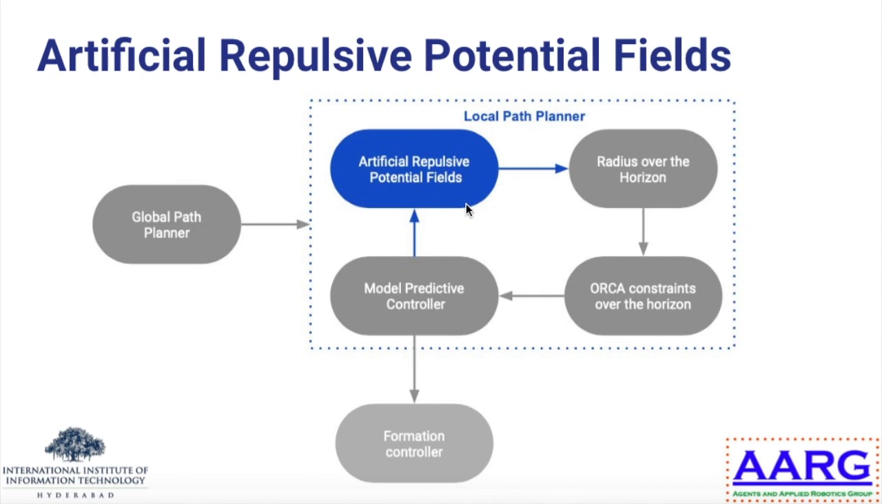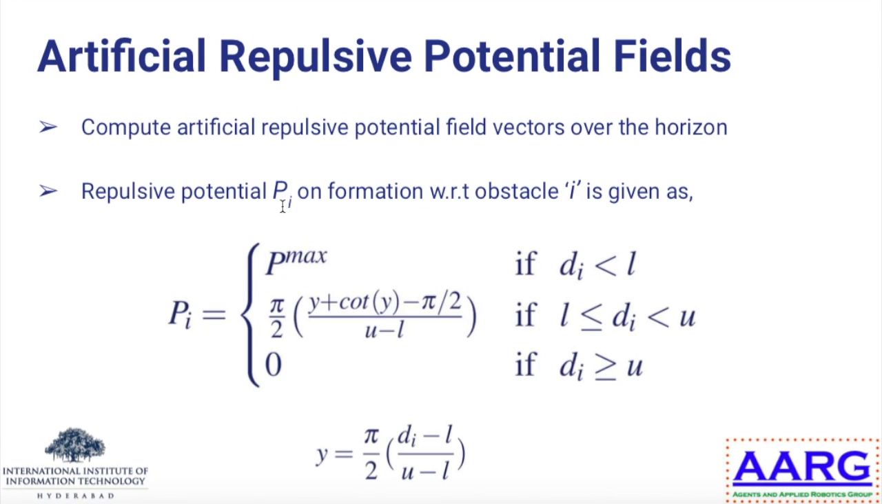For this, we use artificial repulsive potential fields. The core idea of this is to compute an artificial potential acting on a formation over the horizon due to the presence of obstacles, and based on this, we deform the formation so that it can navigate through narrow and tight spaces. The repulsive potential on a formation with respect to obstacle I is given by this expression.